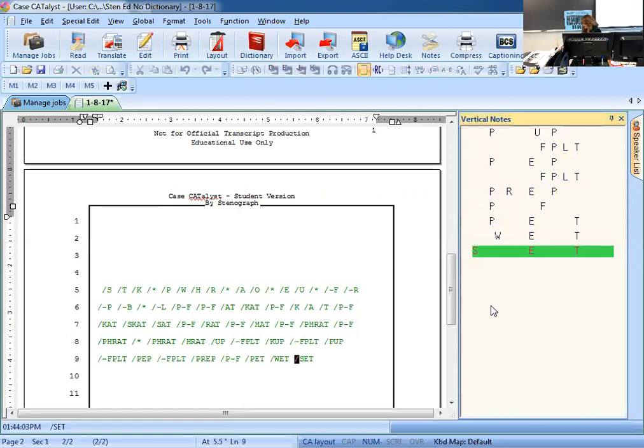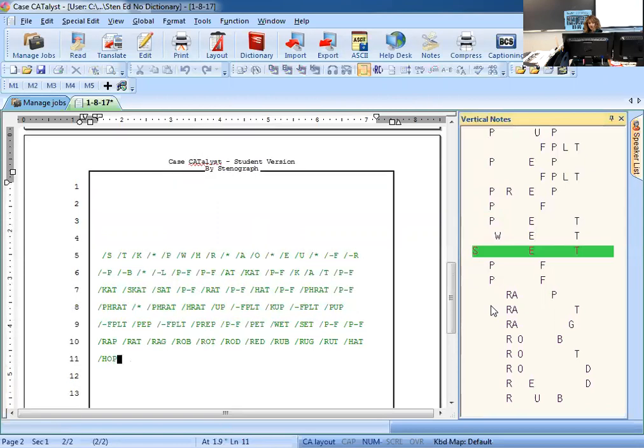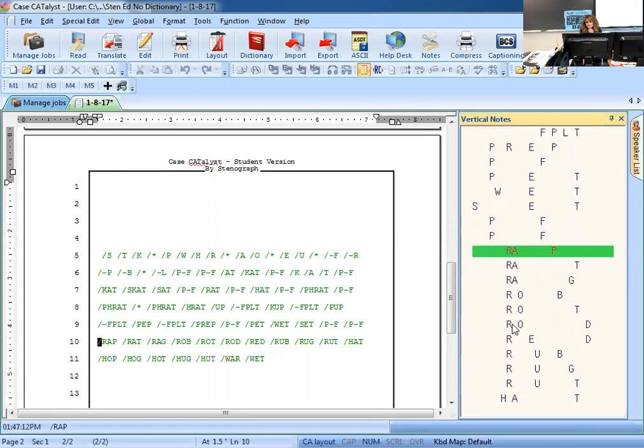So let me show you. I'm going to write the first word, which is wrap, okay? I'm looking on page 14. Rat, rag, rob, rot, rod, red, rub, rug, rut, hat, hop, hog, hot, hug, hut, war, and wet. Okay, so I just wrote that first column, and so of course I can go a little faster because I've done this for so many years, but eventually you all will be able to write as quickly as I'm writing, okay?